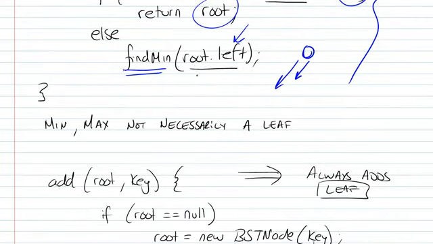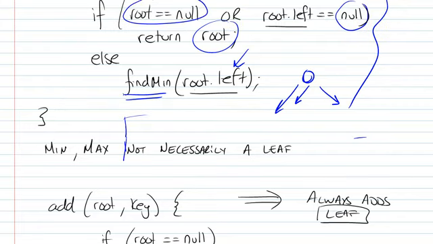The maximum would be the exact same thing, except you're going to be looking at the right children and going to the right subtree every time until you reach the very end, the very last leaf. Also, actually, I just made a mistake here. The minimum and maximum don't necessarily have to be leaves.